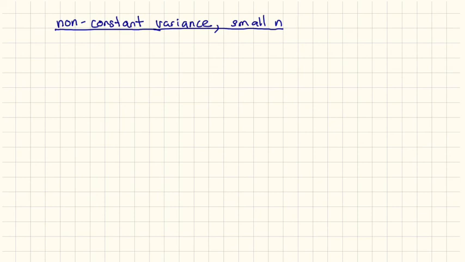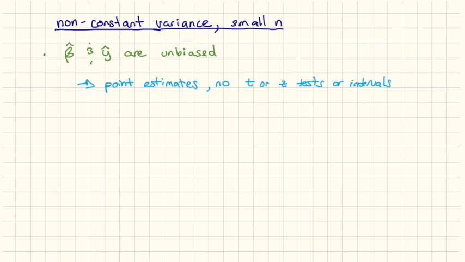Finally, if we're in the situation where we have non-constant variance in a small sample size, we're in kind of big trouble, right? All we can really say is that these guys are unbiased. We don't really know much more. That means that they are unbiased estimators, so we could talk about point estimates. That's fine. But you can't really do valid inference on this. So, no tests or intervals for us.